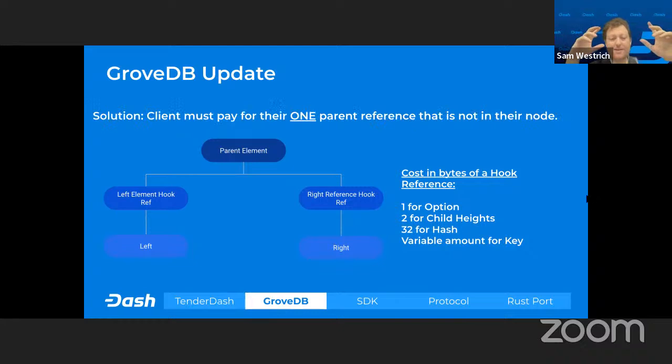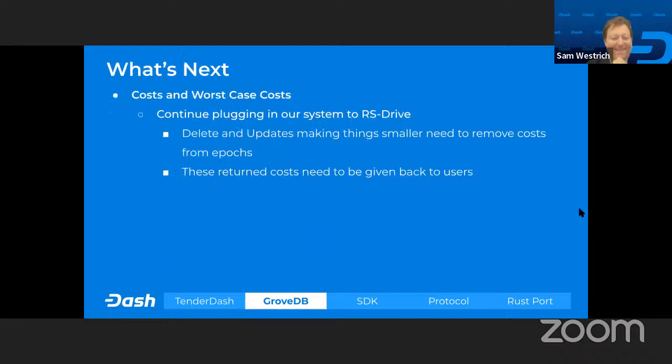The solution is basically that the client pays for one parent reference, because any one element in any information in a binary tree only has one parent. And since the child node knows the size of its key, the child node can pay for the parent's reference to itself. And basically we solved that problem. So it seemed very complex, but in the end, a simple solution was found and has been implemented. So that's one thing out the way.